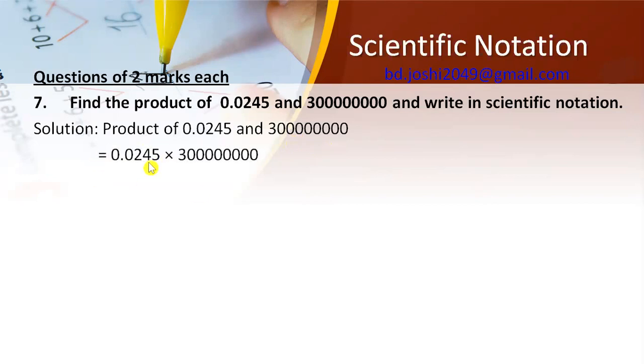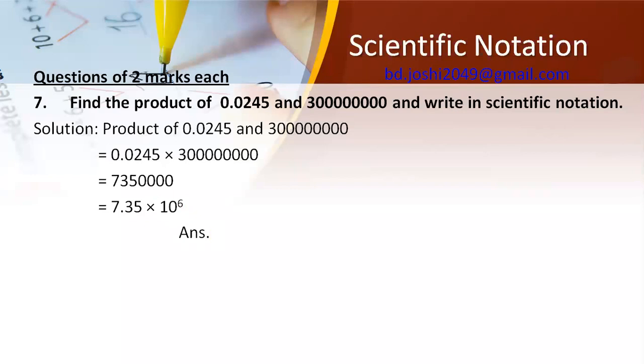0.0245, you have to multiply by using your calculator. It is 73,50,000, and in scientific notation we can write it as 7.35 into 10 to the power 6. Up to here we completed yesterday.